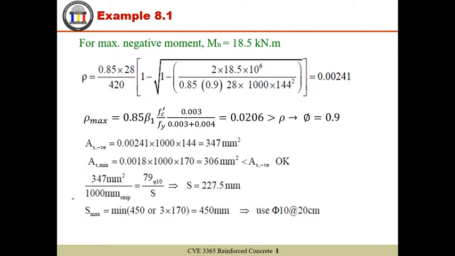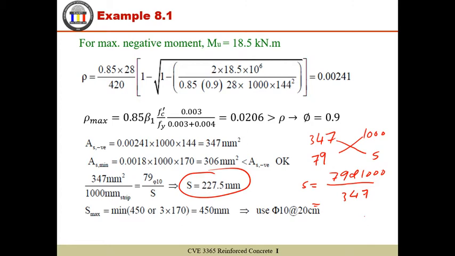347 in 1 meter. I will convert it into millimeter. So, 1 bar in S. Just, you can find S. So you can see it here. S will be equal to 79 multiply 1000 over 347. This is the spacing between bars. It is 227.5 millimeters. It is not practical.